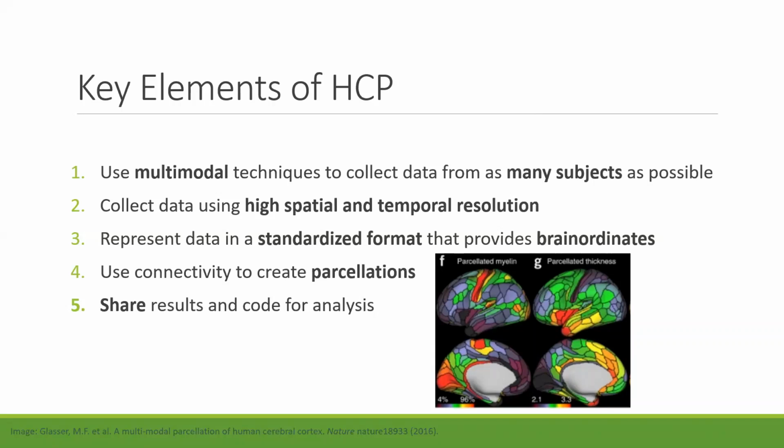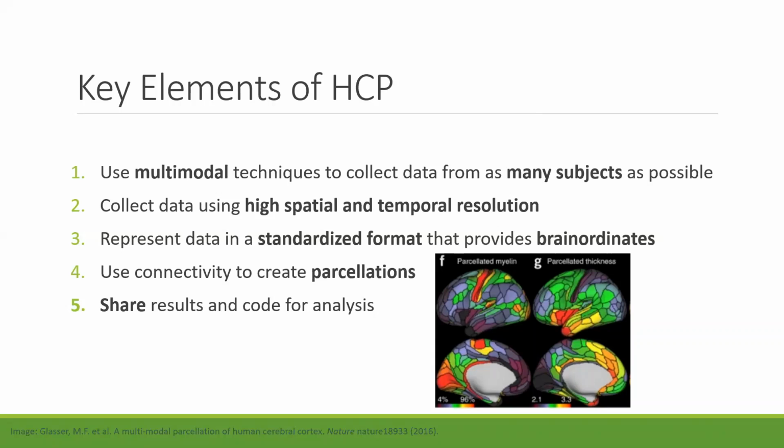The fourth element was to use connectivity to create parcellations. And parcellations are basically just divisions into landmarks and localizers throughout the brain. And I actually used an image from the Nature Neuroscience paper that shows an example of cortical parcellation.